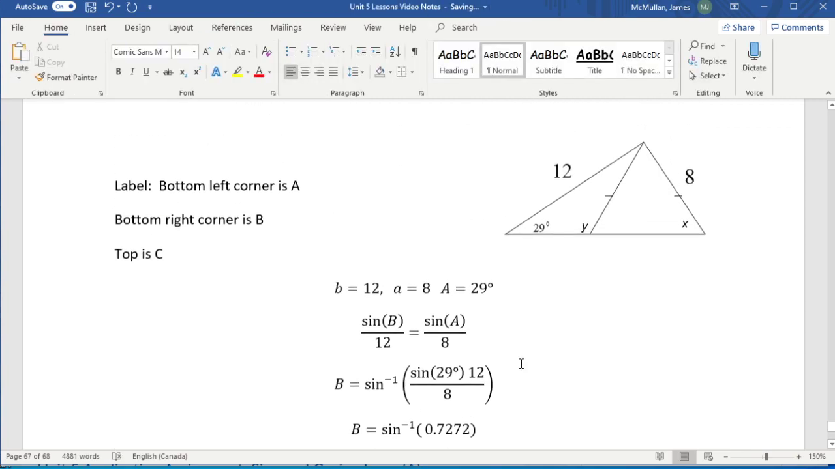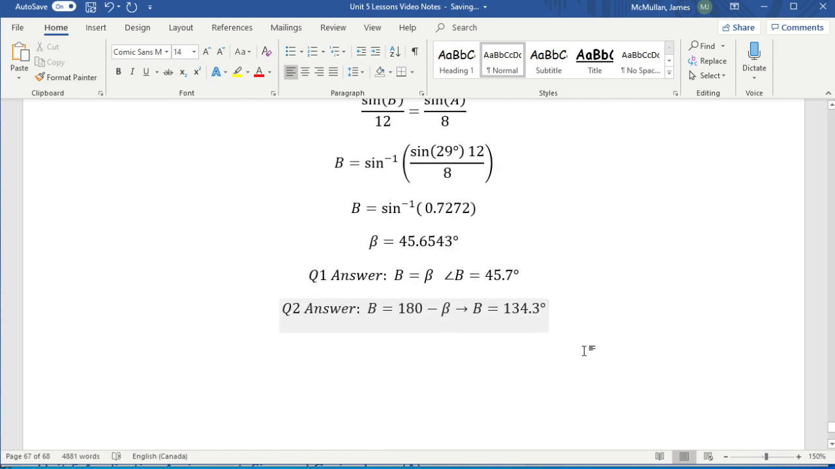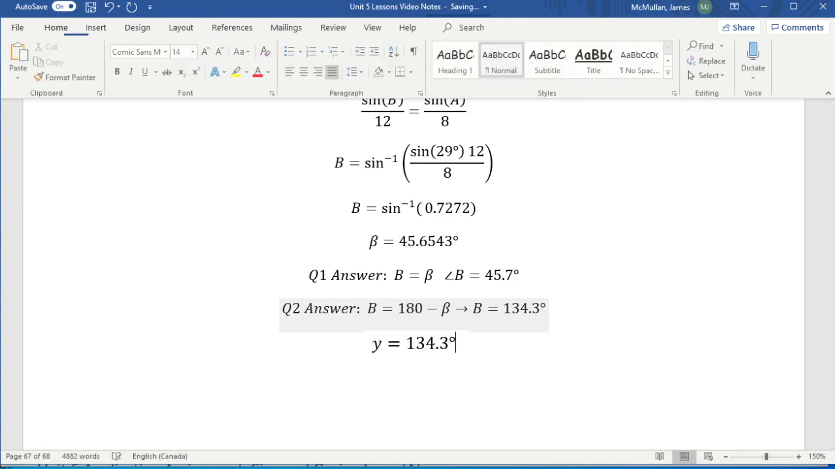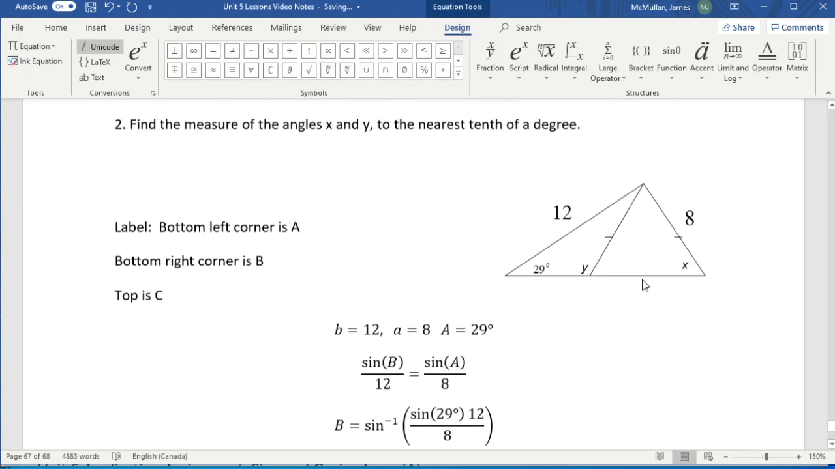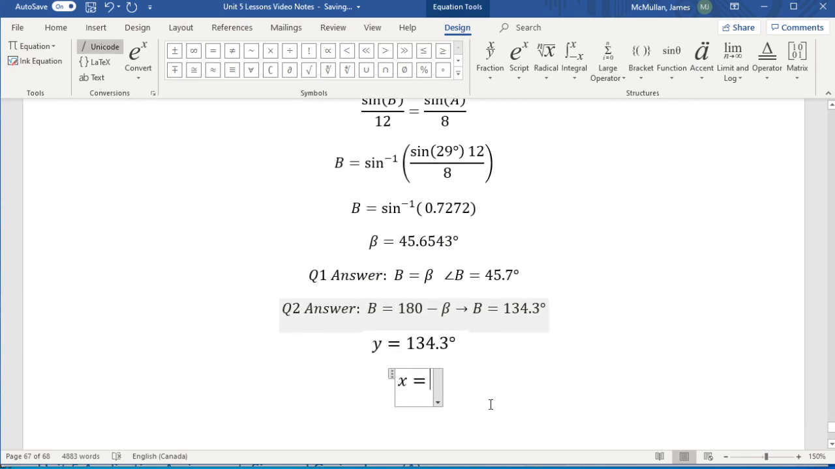Now when I go back up to look at the triangle, I see that one solution has an obtuse angle, so that would be the y here. So y is equal to 134.3, and the x would be the acute angle, which would be over here, which would be 45.7.